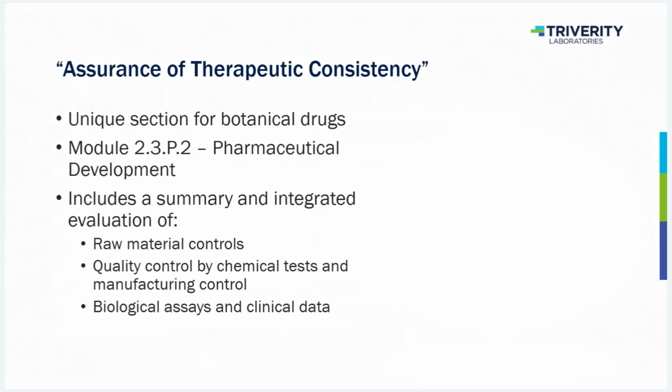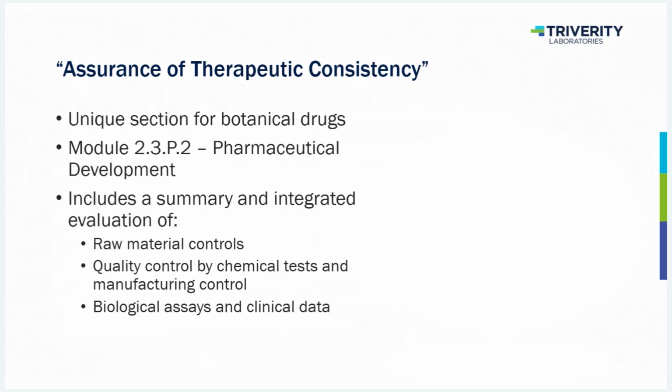I said that there was one slight difference in the NDA for botanical drugs, and it's this section, assurance of therapeutic consistency. I think we could also call this totality of evidence, right? So this is a unique section for botanical drugs. It's in module 2.3.P.2, pharmaceutical development, and it should include a summary and an integrated evaluation of raw material controls, quality control, chemical tests, and manufacturing control, biological assays, and your clinical data.